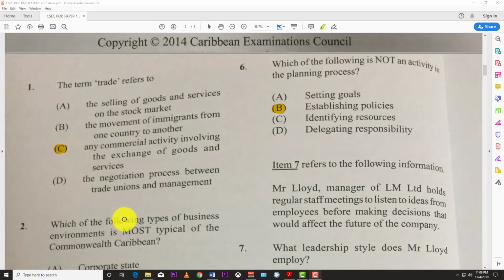Number 6, which of the following is not an activity in the planning process? Of course, setting goals is part of planning. Identifying resources is part of planning. Delegating is part of planning. So the best answer here is B, establishing policies. That is not a part of the planning process just yet.